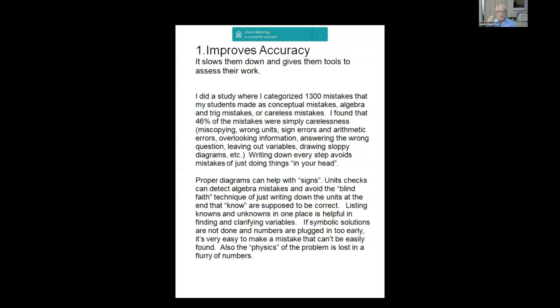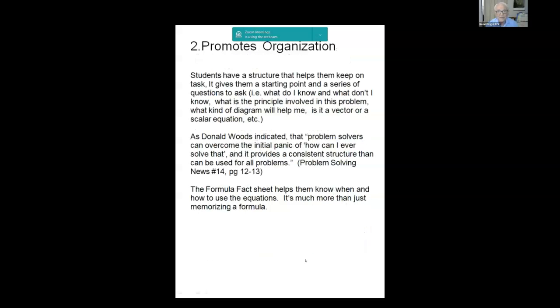And if symbolic solutions are not done, the number is simply plugged in too early, it's very easy to make a mistake that cannot easily be found. You just have a whole series of numbers. The teacher can't find it either. So also the physics of the problem is not lost in a flurry of numbers.